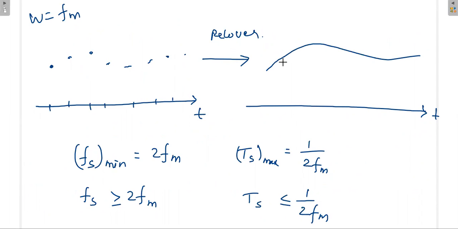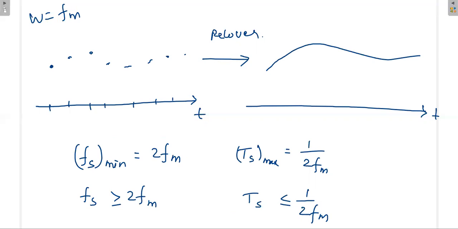That means the sampling frequency at the transmitter side should be at least 2fm, that is 2W, or it can also be greater than 2fm. Then, with respect to time, the maximum time difference between the samples should be 1 by 2fm, or it can be lesser than that. If you follow this condition, then only we can recover our original signal.